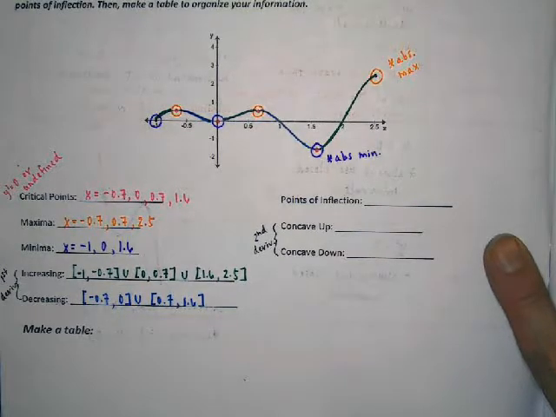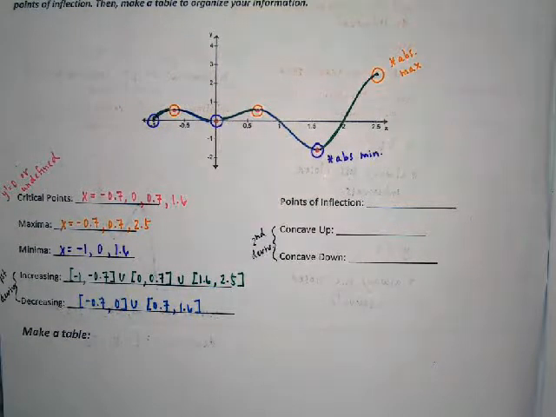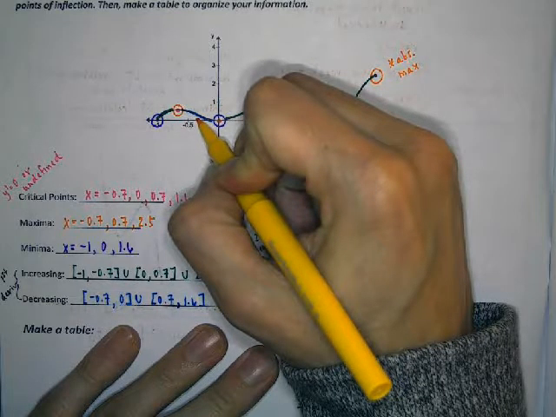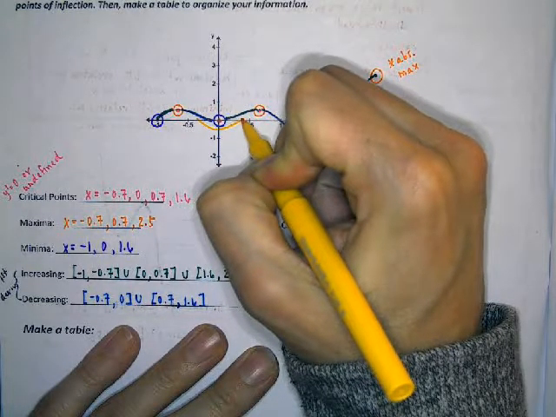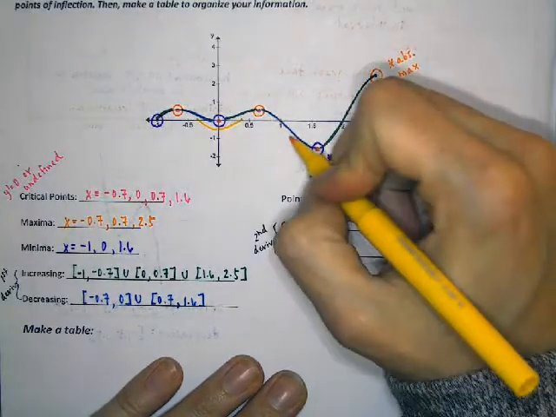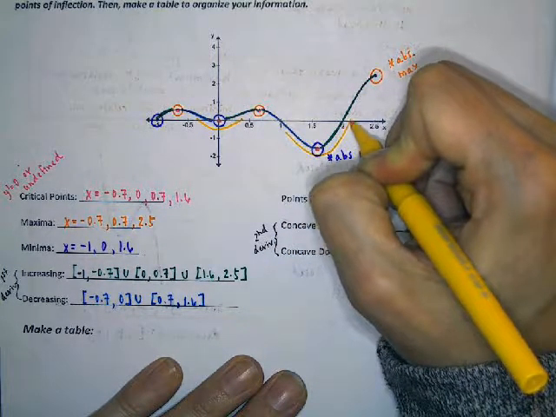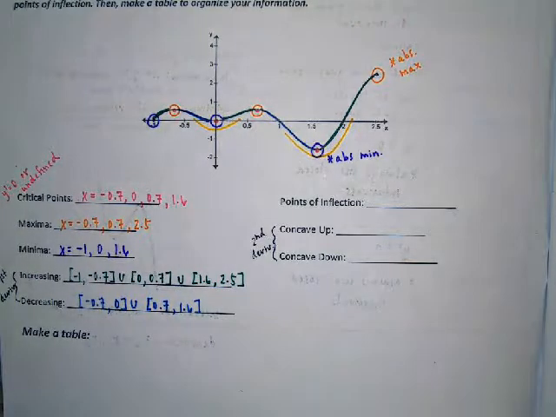So before I go to points of inflection, I'm going to look at my concavity. The first thing I want to look at is where am I concave up? Remember we said that would be places where we can hold water. So I'm going to be concave up over this interval here. And then again from here to about here it looks like.